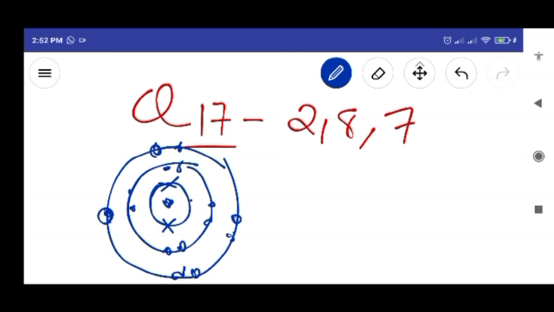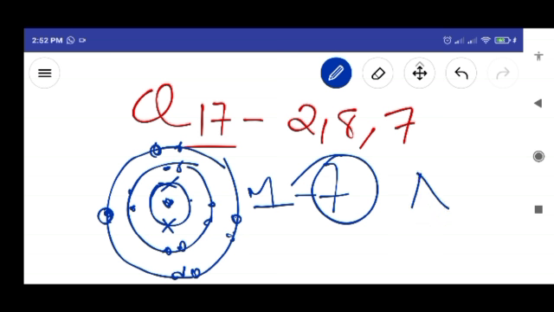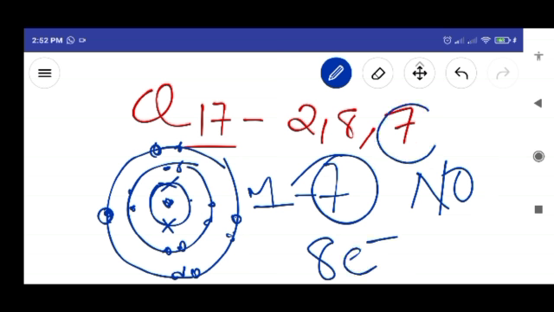In this, which is the valence shell? K shell, L shell, M shell. So the valence shell is the M shell. The M shell contains 7 electrons. Is it stable? No. Only if there are 8 electrons will an atom be stable. So here there are only 7 electrons. So what will it do? What can it do to attain stability?